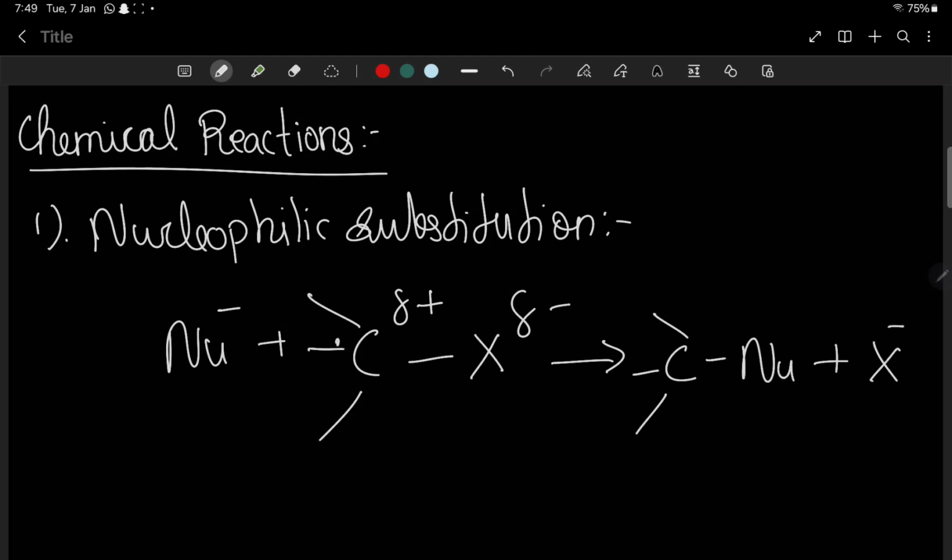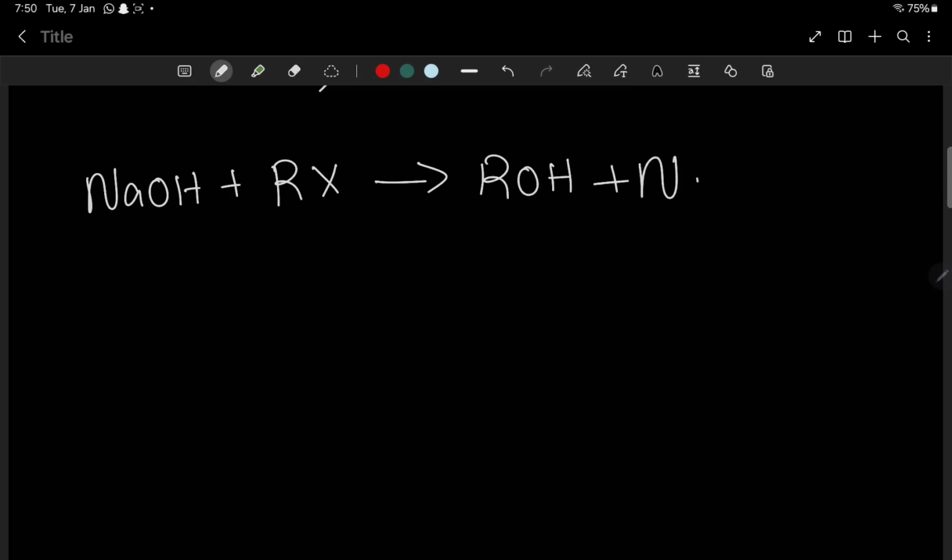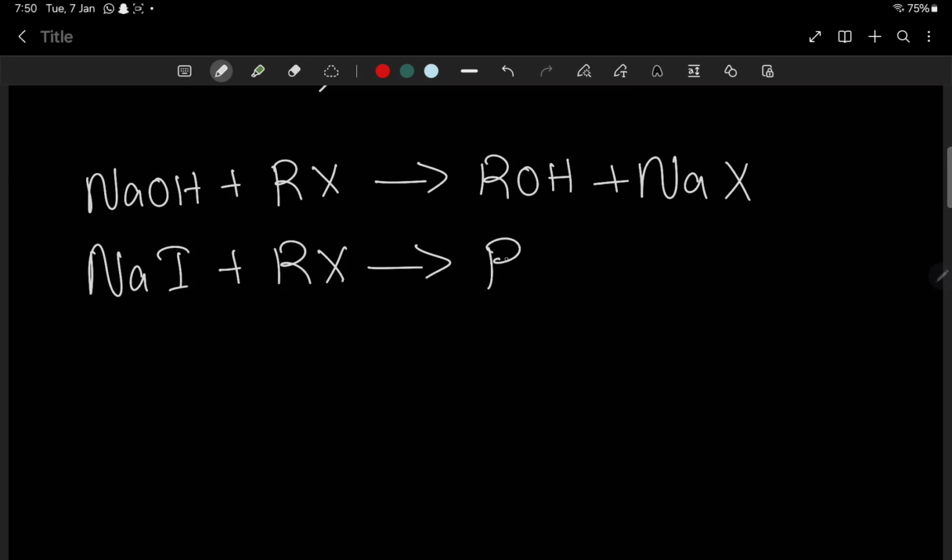Nucleophile plus R-X gives product plus X minus. This is the basic reaction, and in the NCERT one table is given. From that table, I will tell you some reactions. First one is NaOH plus RX. We get ROH plus NaX. This is one important reaction. Next one you have already learned, that is the Finkelstein reaction. That's also a type of nucleophilic reaction. It's also important: NaI plus RX gives RI plus NaX.